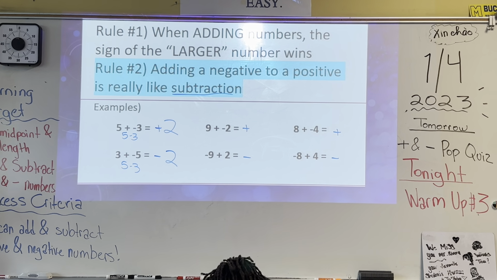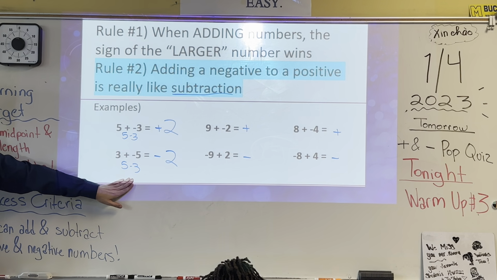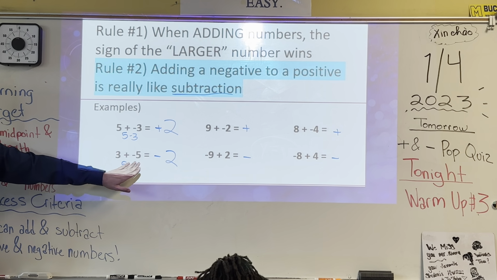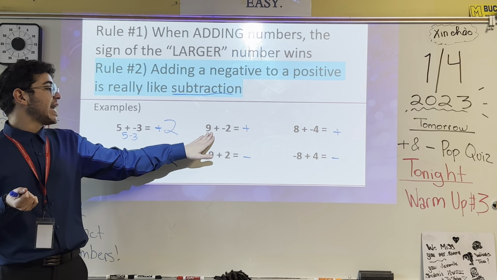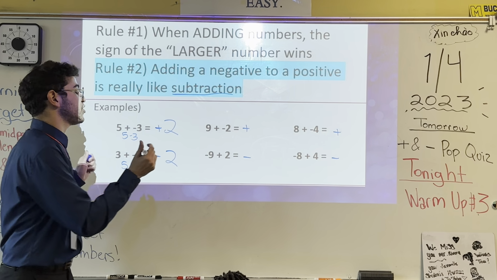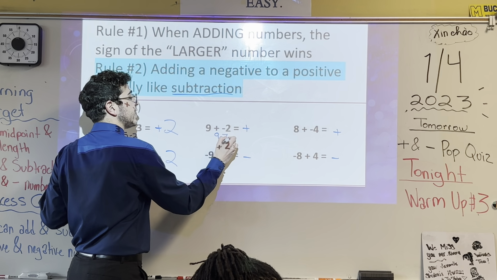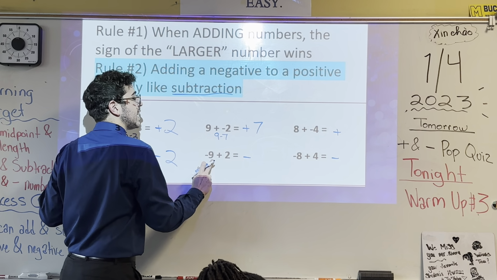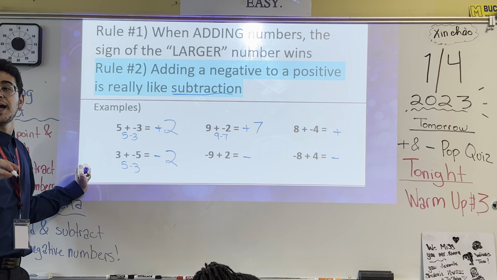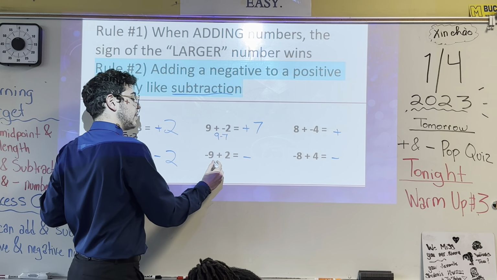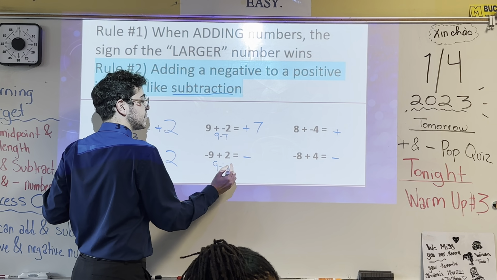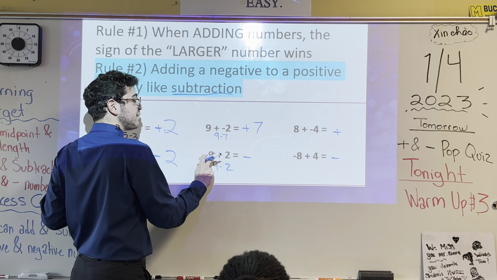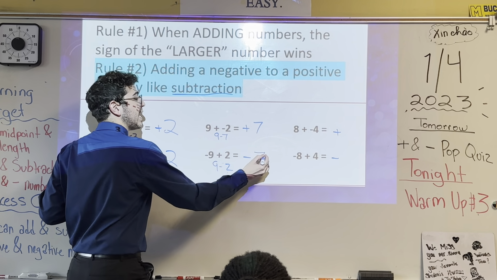Interesting. You take the bigger number and you just subtract the smaller number from it, and the bigger sign wins. So 9 plus negative 2. What's 9 minus 2? So the answer is positive 7. Negative 9 plus 2. What is 9 minus 2? It's also 7. We know this. So negative 9 plus positive 2 will be negative 7.